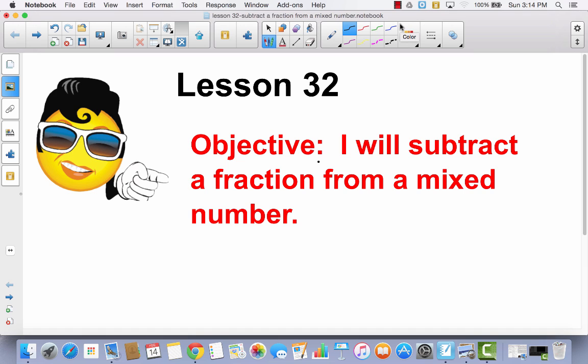Lesson 32, I will subtract a fraction from a mixed number. So let's talk about what that would look like for a minute. Here's my fraction, 2/3, and I'm going to subtract it from a mixed number. A mixed number is a whole number plus a fraction. So we're going to subtract a fraction from a mixed number. This is what we're going to talk about in today's lesson.